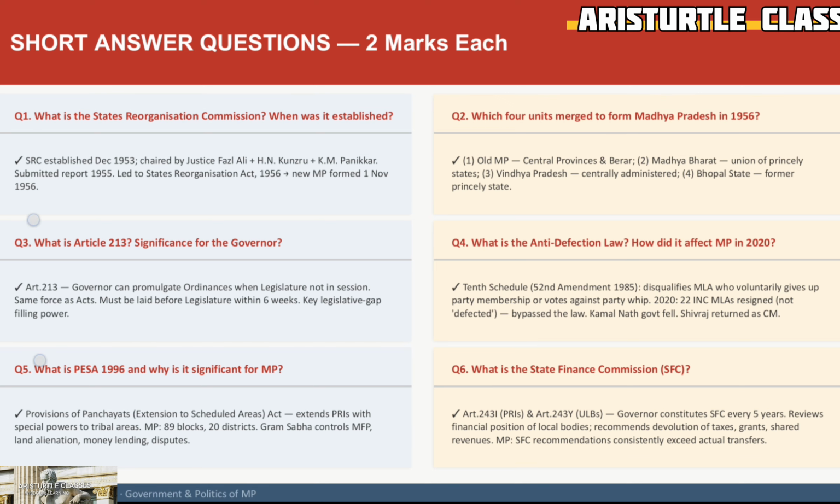Now, talking about some example questions that you should prepare for if you get a short answer question. The marks can vary; it can be 2, 4, 8. So you should write the crux. Like if they ask what is the State Reorganization Commission, you should write when it was established, who were the members of that commission, when it submitted its report, when the act was brought, etc.